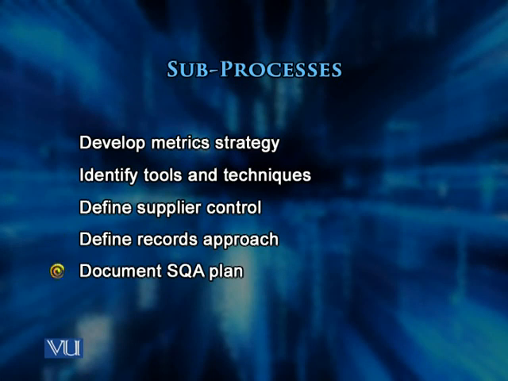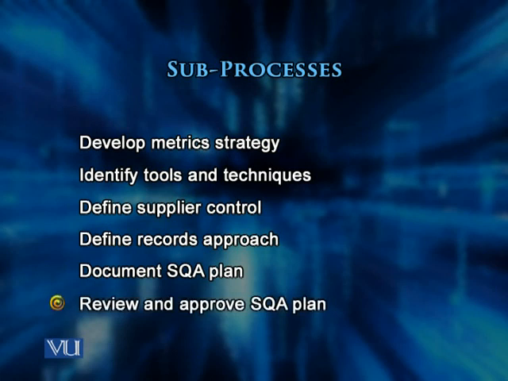The 12th sub-process is document SQA plan, which requires that the SQA plan is actually written, most probably using a word processor. And 13th is review and approve the SQA plan. This activity involves reviewing using different techniques, and then approving the software quality assurance plan that was created by the SQA organization.